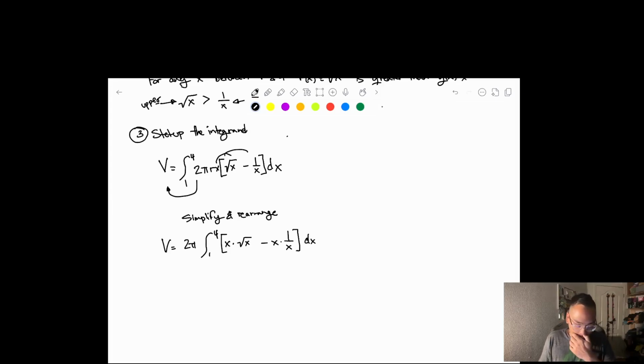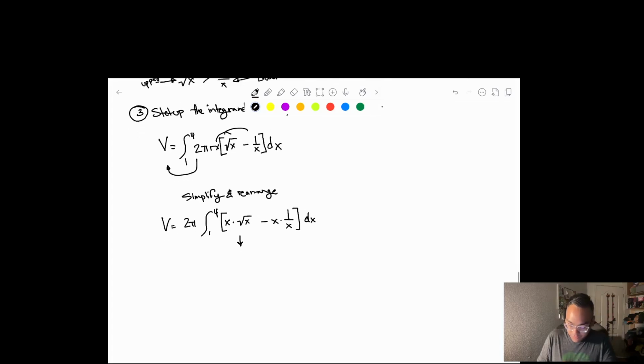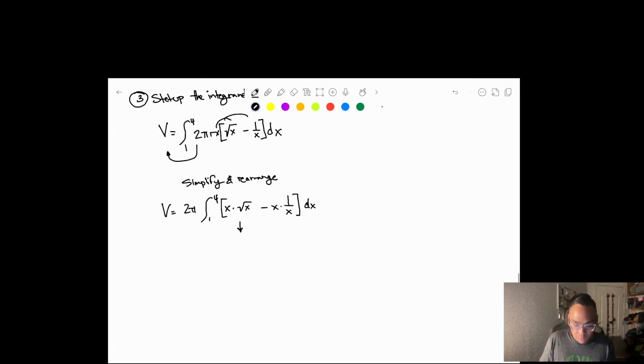So what we can do from here is rewrite this in a different way. If you remember correctly, the square root of any number is that number raised to the 1/2, right? So it's x times x to the 1/2, minus, and if you have any division, it's usually a negative exponent, right? So x times x to the minus 1, dx. In calculus, we have to start getting really used to rearranging the numbers and seeing them in a different way.